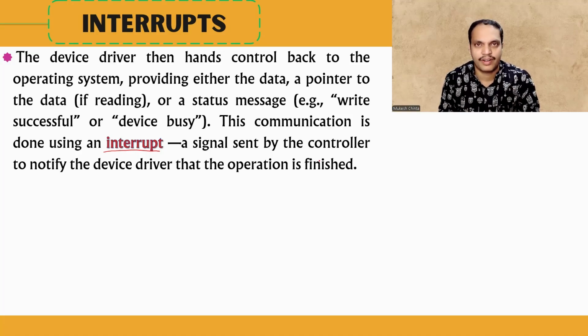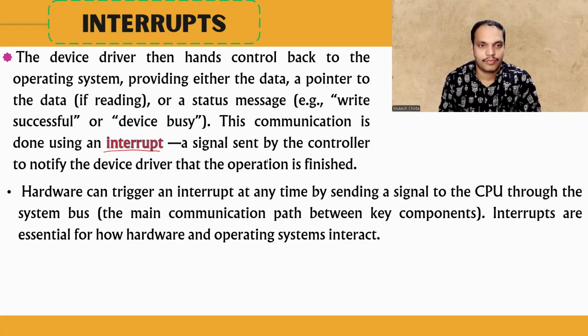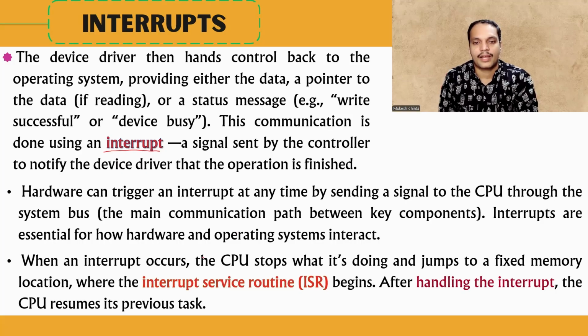There are many types of interrupts: hardware interrupt, software interrupt, timer interrupts, etc. So hardware can trigger any interrupt at any time by sending a signal to the CPU through the system bus. You know that the system bus is the main communication line which connects all these components together. And interrupts are essential for how hardware and operating systems interact. Now, when an interrupt occurs, what happens?